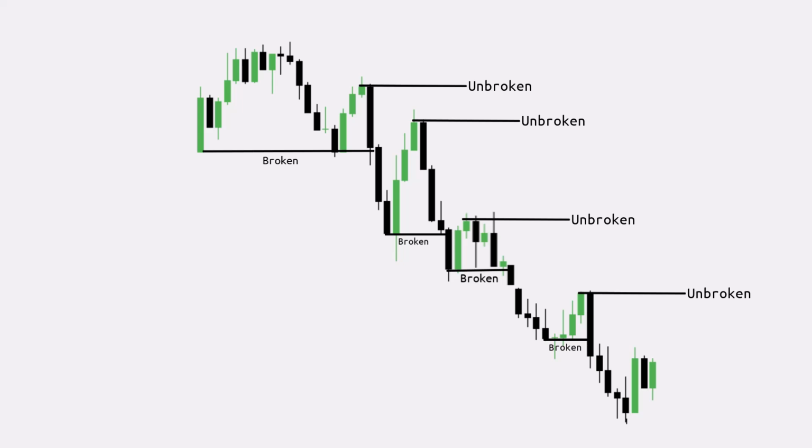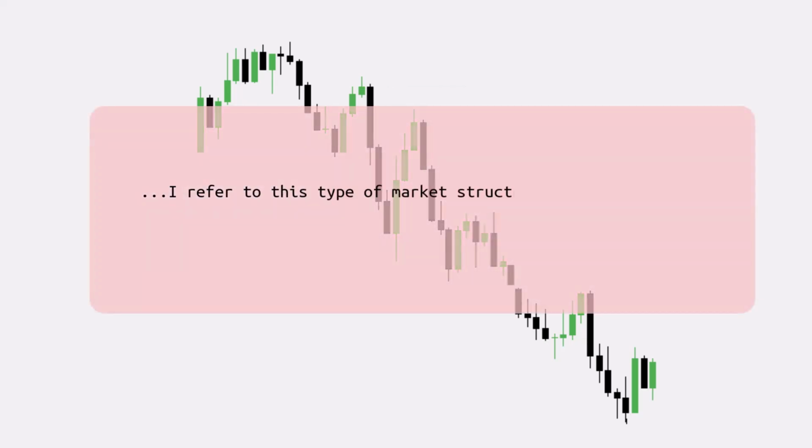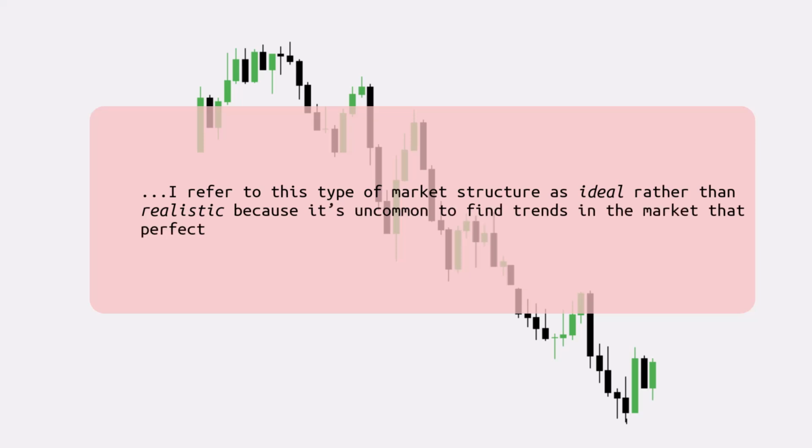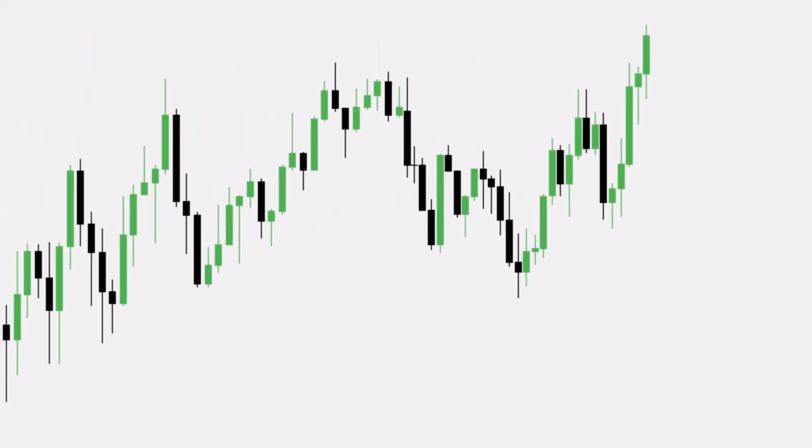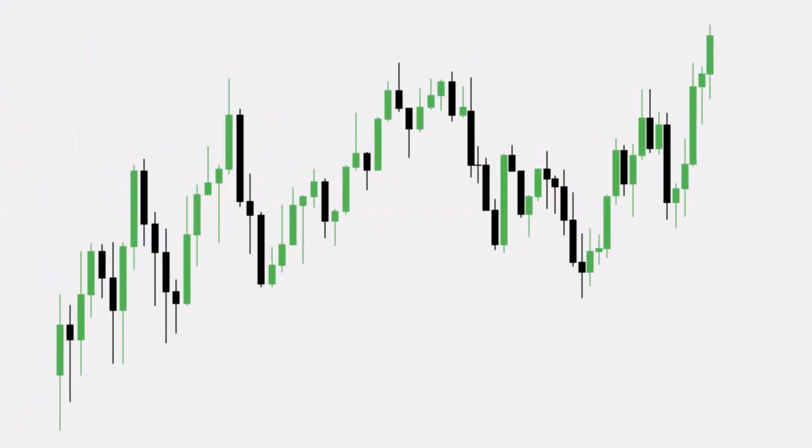I want to point out that I refer to this type of market structure as ideal rather than realistic, because it's uncommon to find an uptrend in the market that perfectly follows this pattern. In reality, prices rarely move with such simplicity or precision. Shifting gears slightly, let's delve into the details of the realistic market structure. This represents the realistic uptrend structure that is more commonly observed in the market.